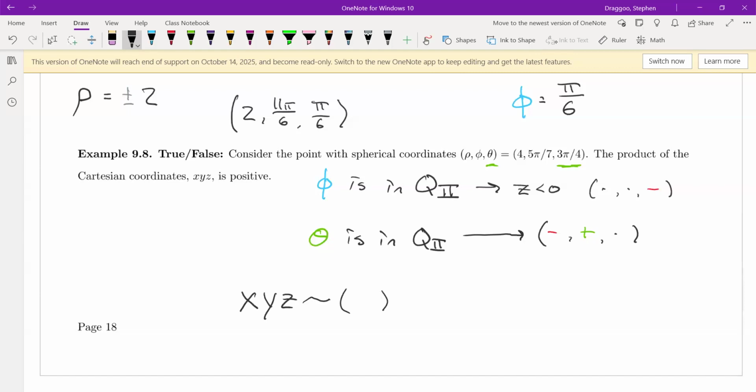But now I know enough to at least figure out the sign of my product, x, y, z. I know that it'll look something like a negative number times a positive number times a negative number. And if I take that product, I get something positive, since two negatives make a positive. Right. So in the end, I found that that statement was true. The product of the Cartesian coordinates for that spherical point should come out to be a positive value.